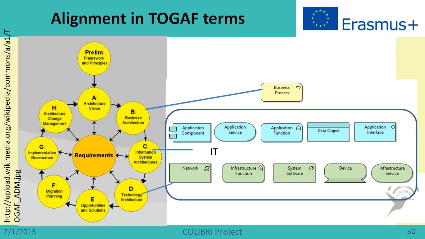Another way to talk about alignment between business and IT and how enterprise architecture supports it is looking from the point of view of TOGAF architecture. Here we will see that there is our business process, which belongs to the business architecture level, and there are our information technology issues, which belong to the information systems architecture level and technology architecture level. Remember, in the introductory part, we called this the application level.